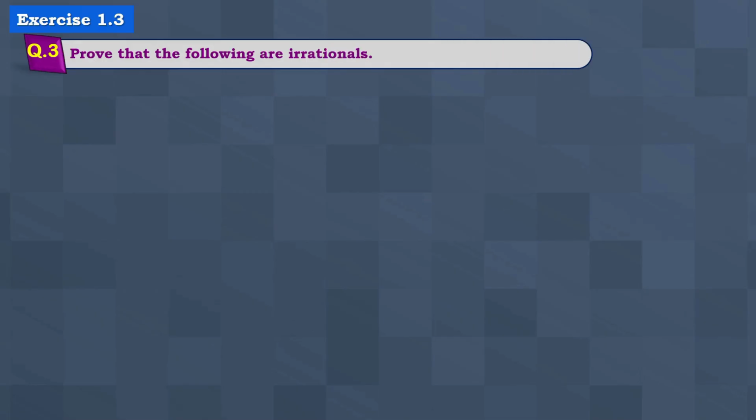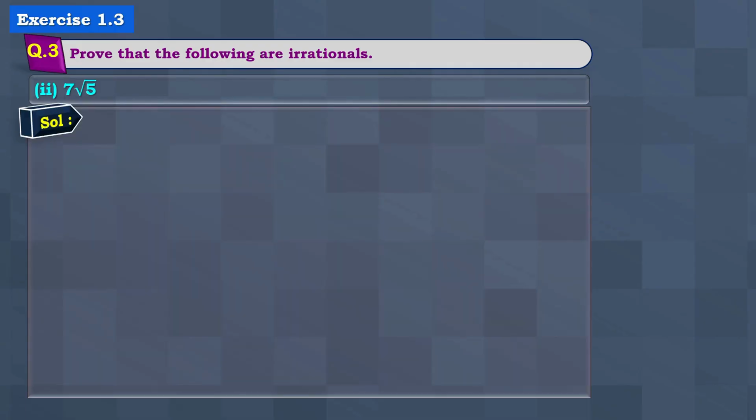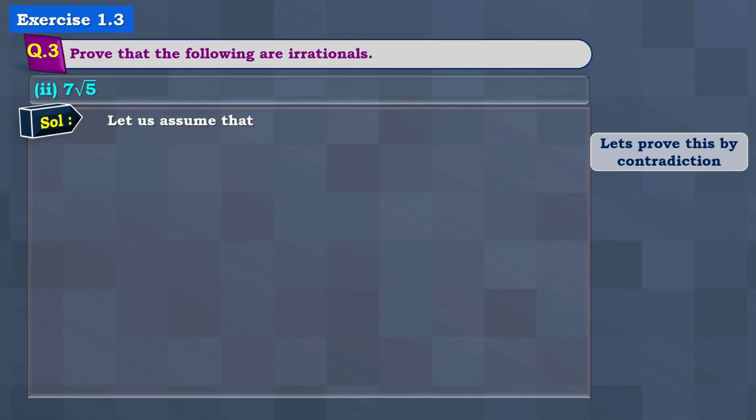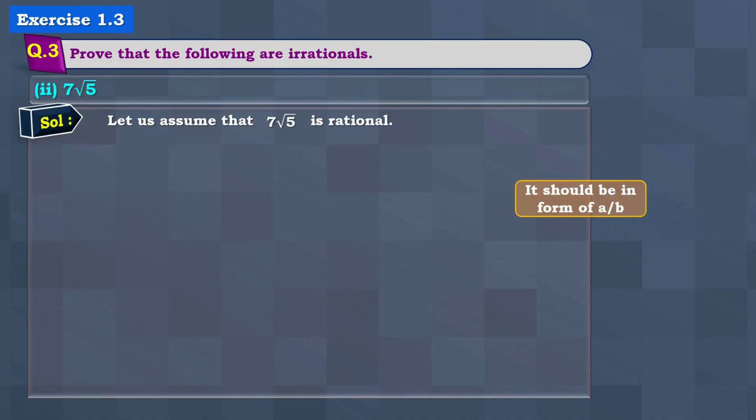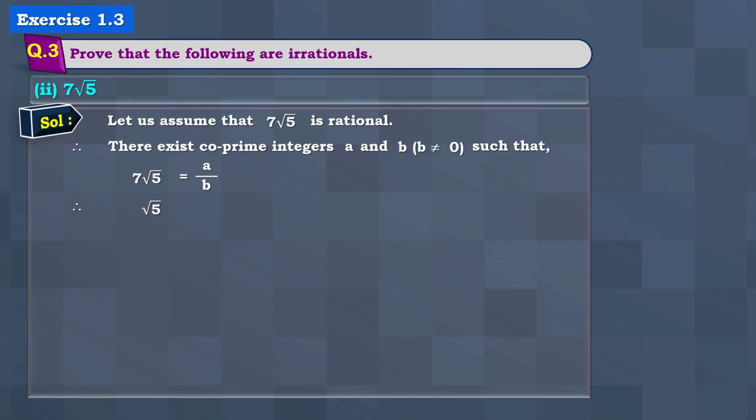Exercise 1.3, Question 3, Part 2. Prove that 7 root 5 is irrational. Let us prove this by the method of contradiction. Assume that 7 root 5 is a rational number. Then there exist two coprime integers a and b, where b is not equal to 0, such that 7 root 5 can be written in the form a divided by b. Now divide both sides by 7. We get root 5 equal to a divided by 7b.